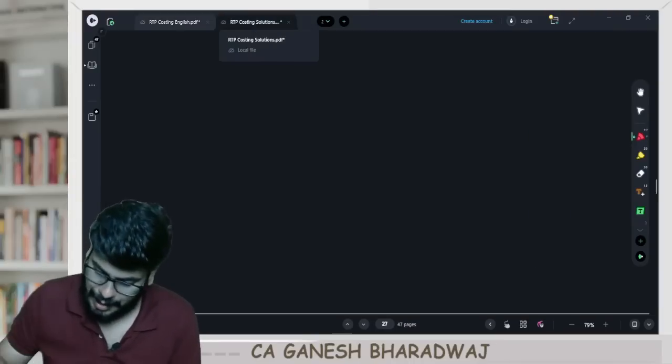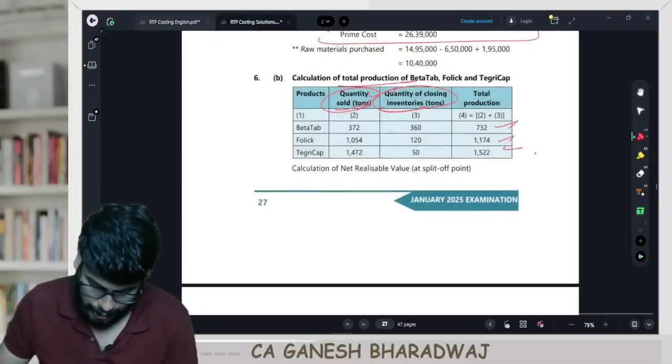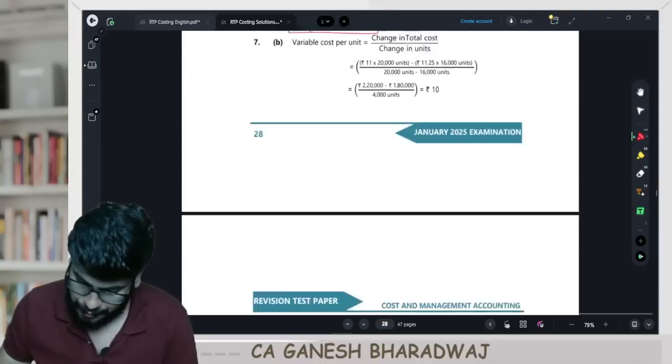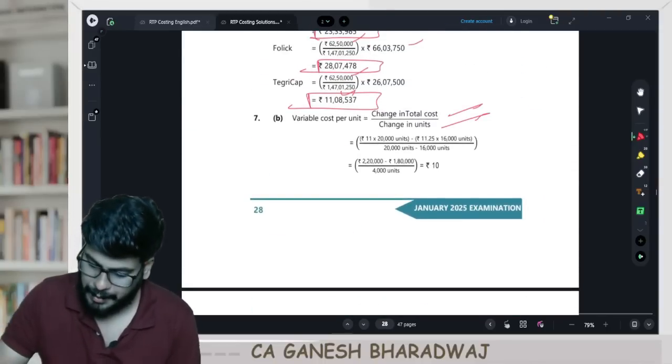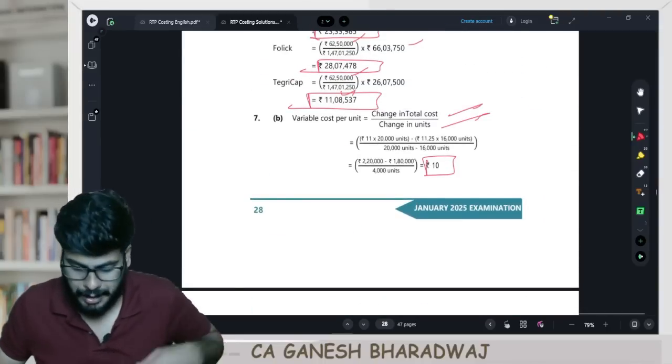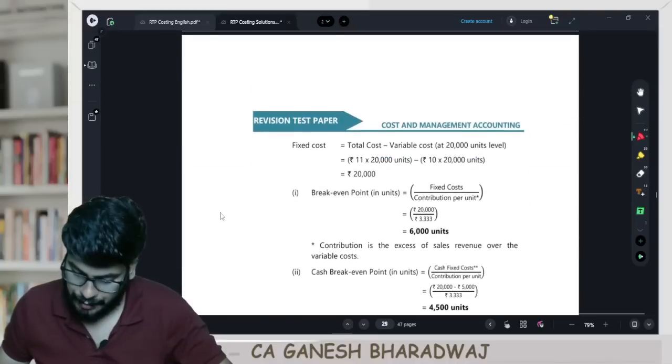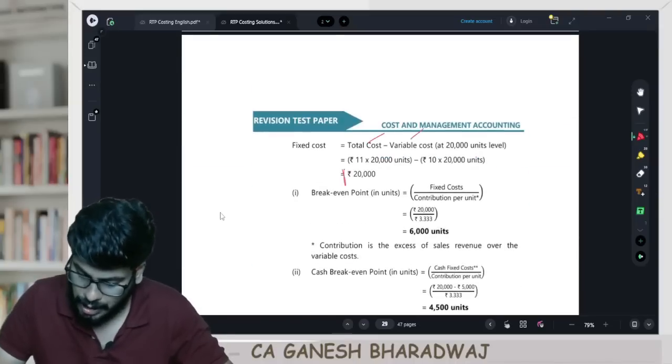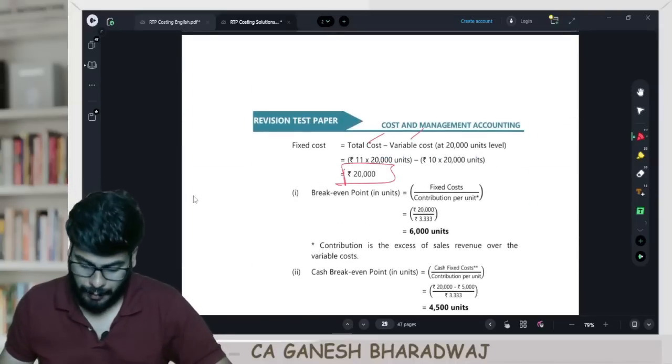It's very, very simple and direct. Now look at this. This is exactly what they've done here. Change in total cost divided by change in units, they have found the variable cost per unit of 10 rupees, right? Similarly here the fixed cost is total cost minus variable cost. They have arrived at the fixed cost of 20,000 rupees.